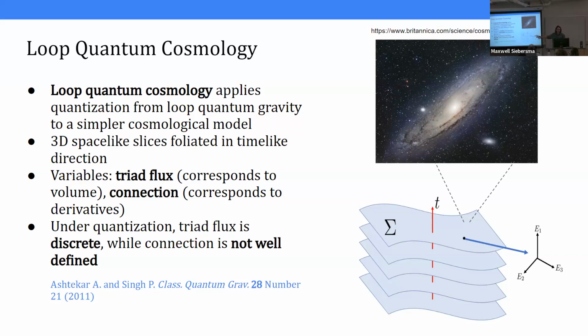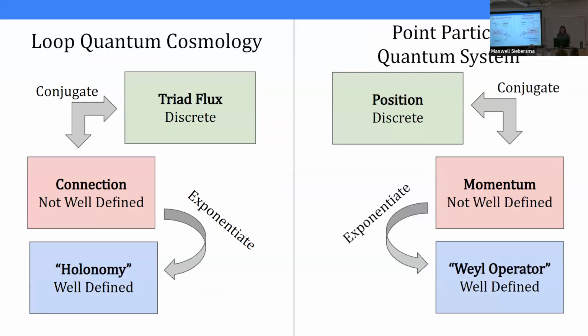When we quantize this model, we find that the triad flux is discretized and the connection is no longer well defined. Now, taking it to an even more familiar context, we can think about the relations in loop quantum cosmology like the relations we get in simple point particle quantum systems. So the position we can think of as becoming discrete, and its conjugate variable, the momentum, is not well defined, similarly to the case we get in quantum cosmology.